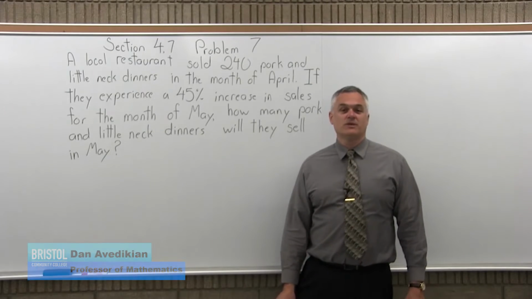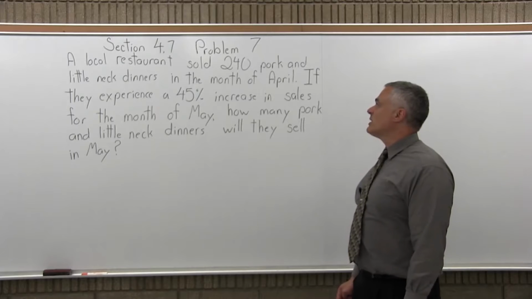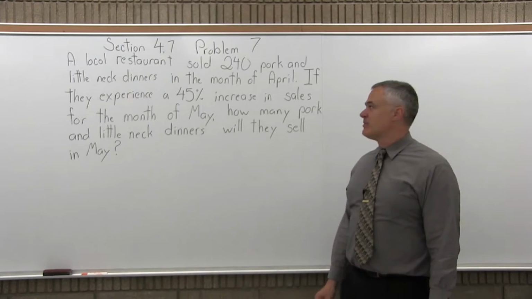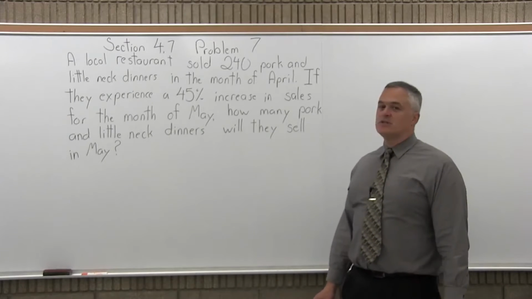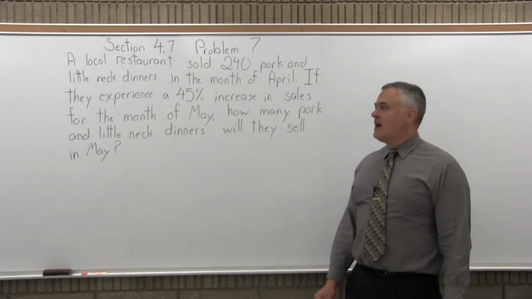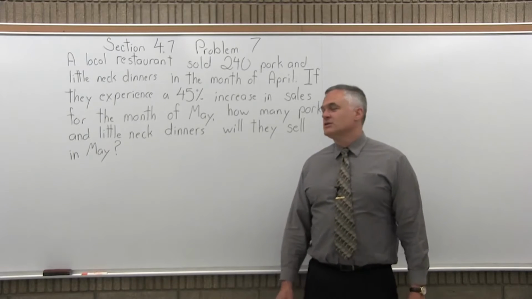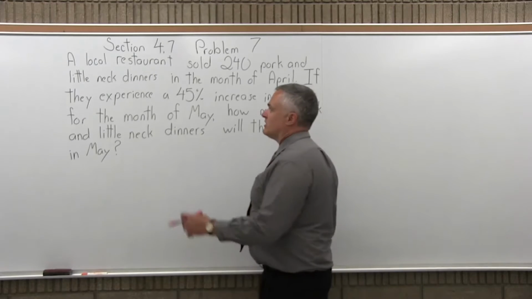This is Section 4.7, Problem 7. It says a local restaurant sold 240 pork and little neck dinners in the month of April. If they experience a 45% increase in sales for the month of May, how many pork and little neck dinners will they sell in May? So this is a pretty standard sort of a percent question.